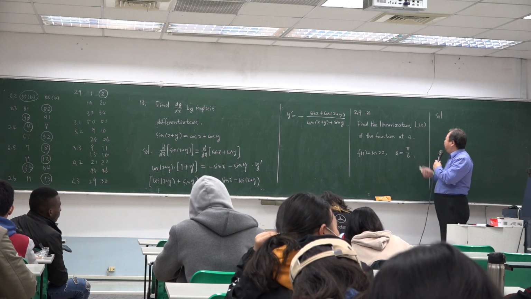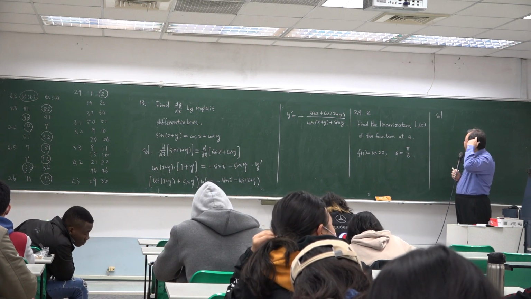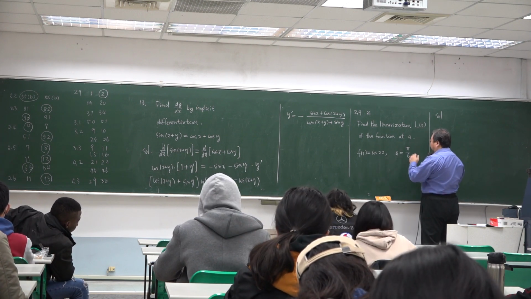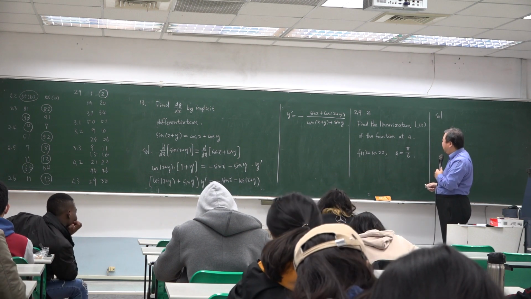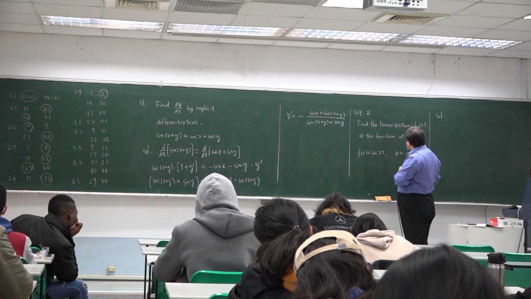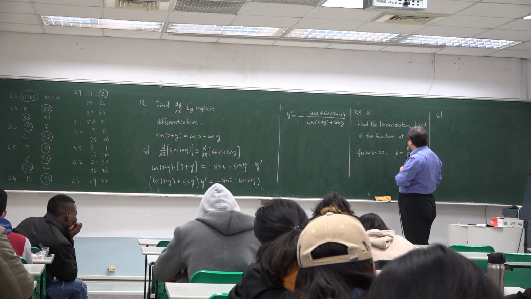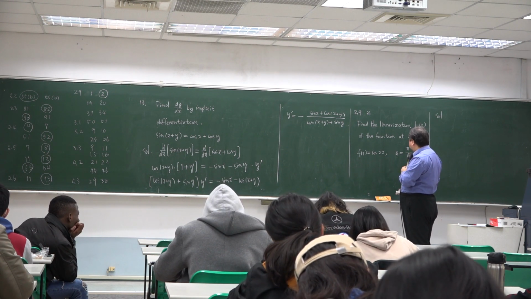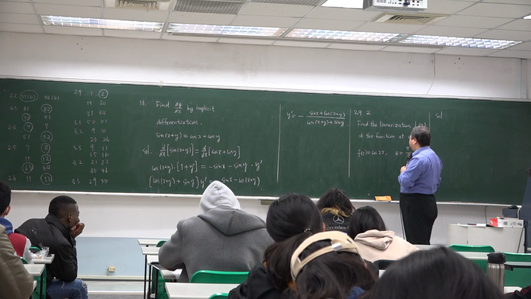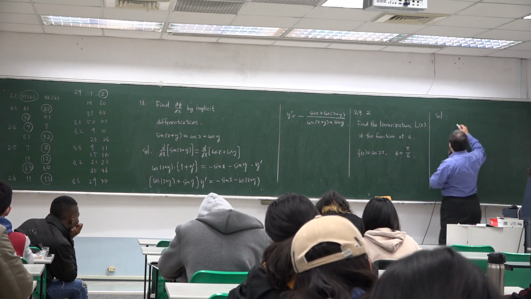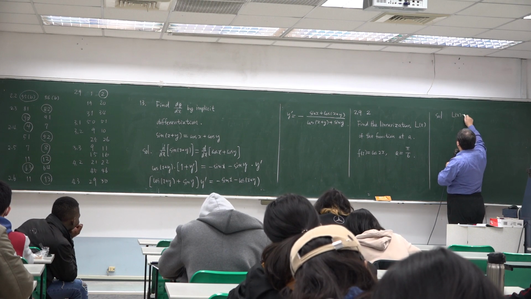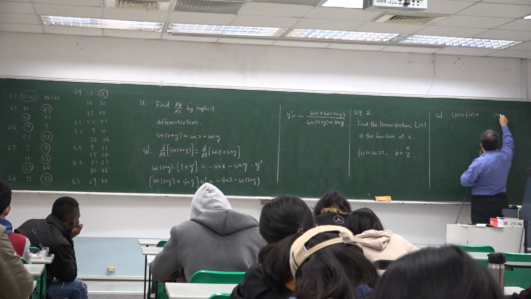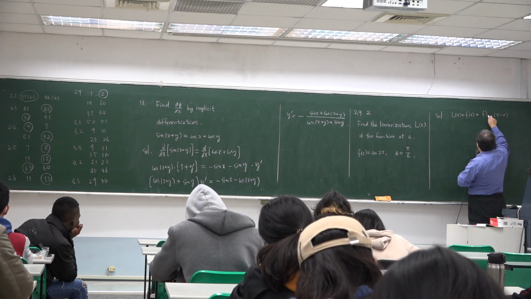Find the linearization L of x of the function at the number a. So we have a function here and then number a here. By linearization we mean the tangent. The equation of the tangent of the curve of this function at x equals pi over 6. So let me remind you, L of x by definition is f of a plus x minus a times f prime of a.